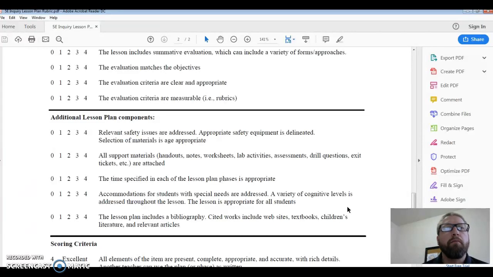And then finally, the lesson plan does include a section for a bibliography on the template, and this is a place for you to cite anywhere that you've got information, whether it's links to websites, textbooks, YouTube videos. You may have gotten elements of the lesson from a ScienceScope article. You'll include all that there.